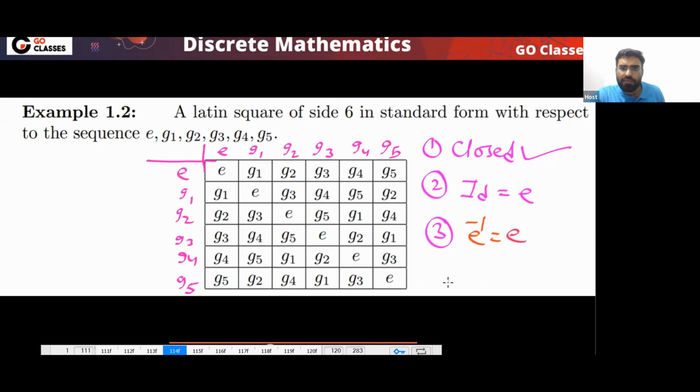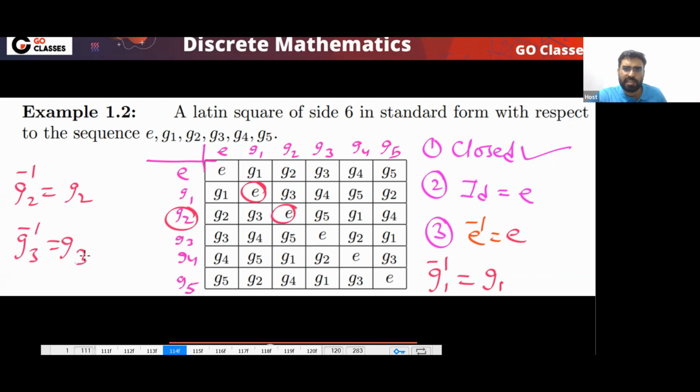Okay, if I want to find G1 inverse, where should I look? I should look here. So you can notice G1 inverse is G1. Next, if I want to find G2 inverse, then where should I look? I should look for who will give E. So G2 inverse will be G2.